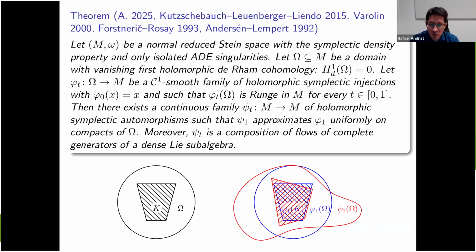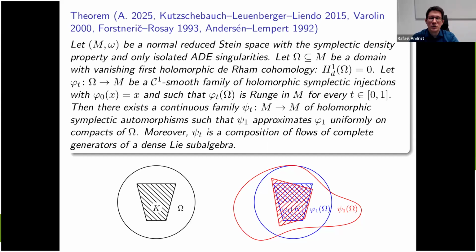And moreover, we know how these automorphisms will look like. Namely, we can take them as flows of complete generators from this dense Lie subalgebra that we used in the notion of density property. Okay, so I see that I have only 10 minutes left. So I think I will skip the proof of this theorem.